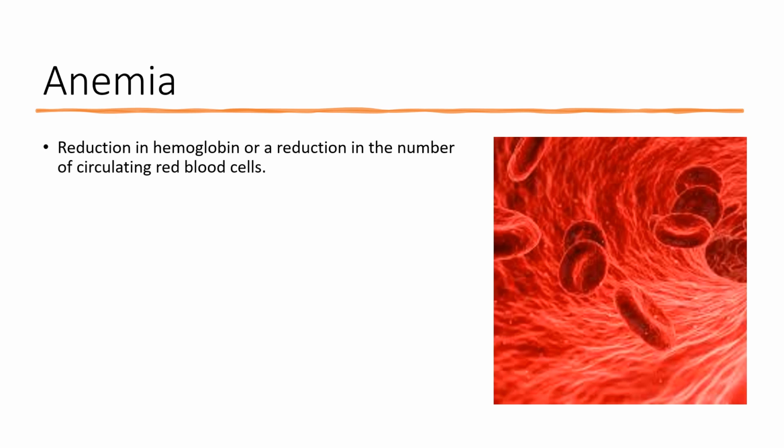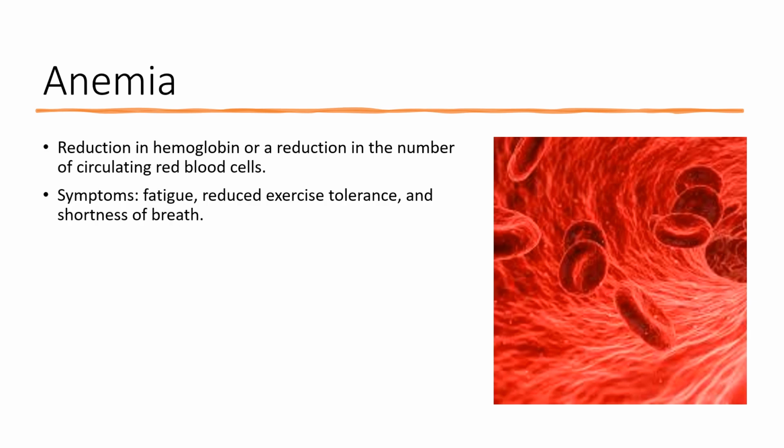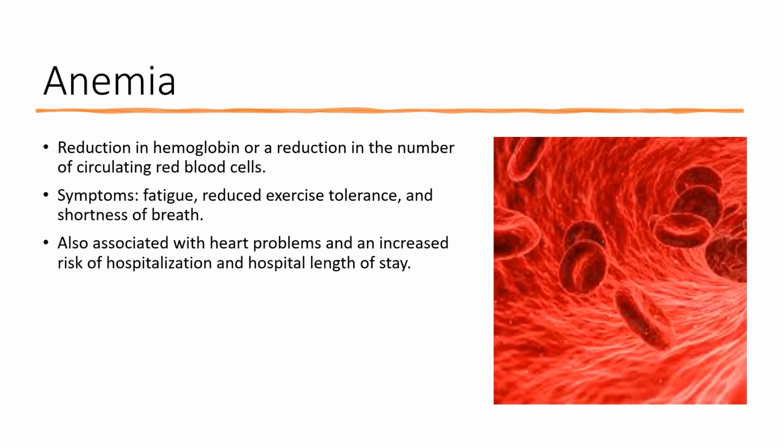Anemia is a reduction in hemoglobin or a reduction in the number of circulating red blood cells. An extremely common problem among dialysis patients, it is responsible for many of the symptoms that we see with kidney disease, including fatigue and reduced exercise tolerance and shortness of breath. It's also associated with heart problems and an increased risk of hospitalization and hospital length of stay. So there are lots of reasons to treat this problem. Anemia in a dialysis patient is generally defined as a hemoglobin less than 10. The target hemoglobin for our patients is between 10 and 11.